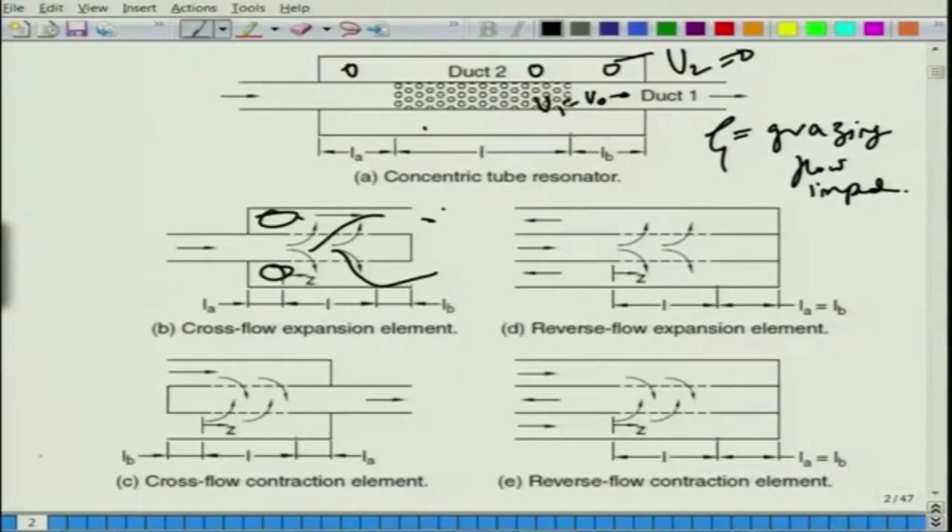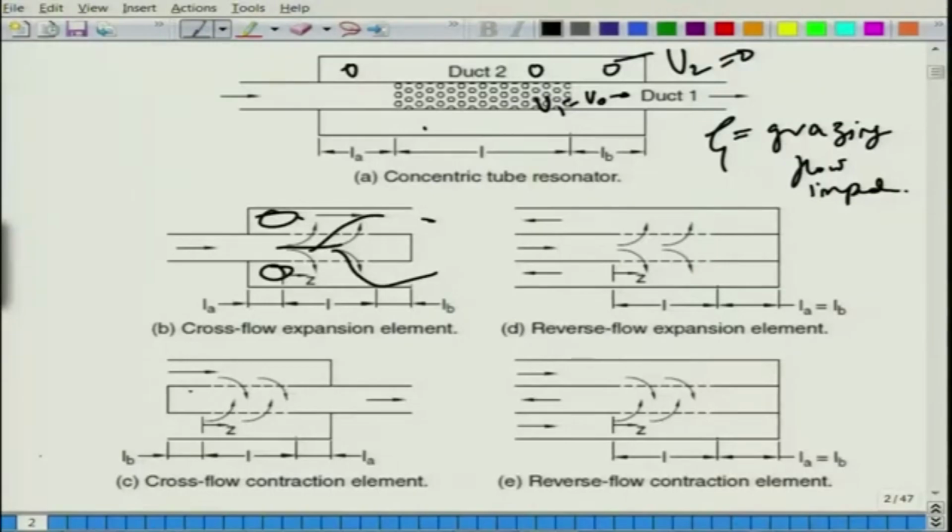We probably can assume some reasonable values, and in this part there will be flow, and the flow will be distributed like this. But the essence is that the flow has to cross over, and that is why it is called a cross flow expansion chamber. Similarly, here also the flow has to come out of the cavity, mean flow, and it is called a reverse flow expansion chamber. This is yet another configuration, cross flow contraction element.